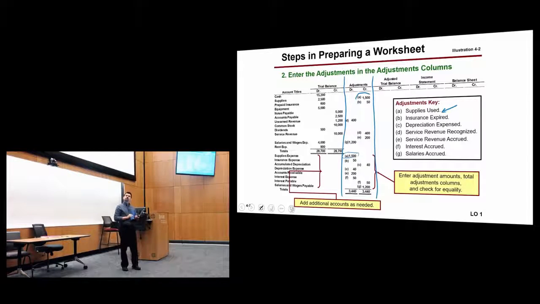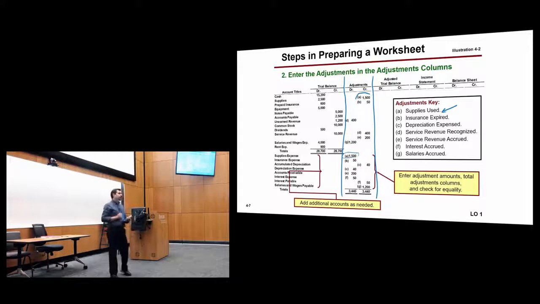So the debit to supplies expense should be linked to supplies account, to the credit and supplies account. We move on to the second one.